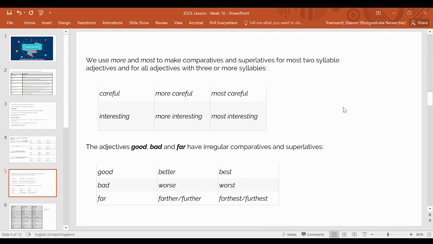So for adjectives that have more than one syllable, so 2, 3 or 4 or more, you need to use more or most. You can see the example here. I am careful. I am more careful than you. I am the most careful person here.